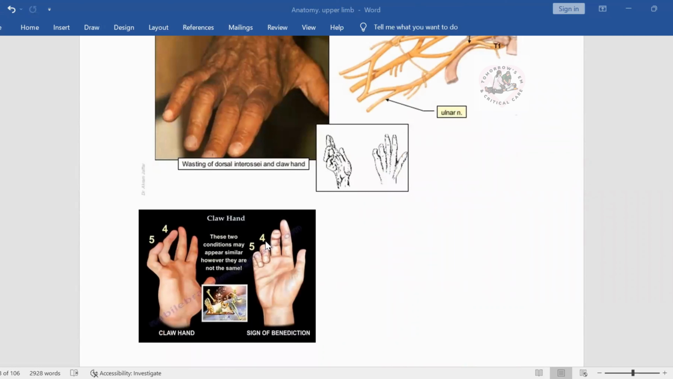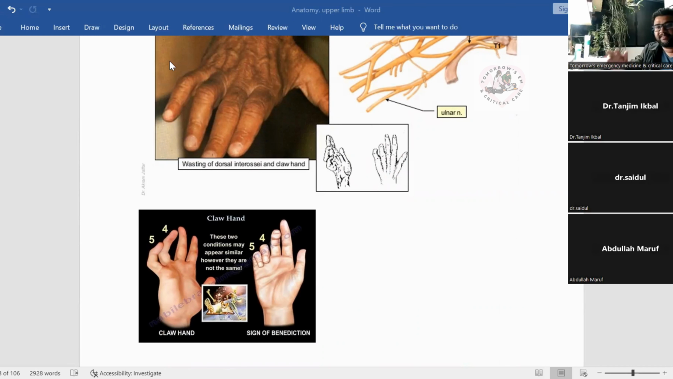Number one is sign of benediction. Can anyone tell me what is sign of benediction? You see in my hand, like the Christian Pope, sign of benediction. This type. That means the Pope is blessing. This one is called the bishop blessing symbol.